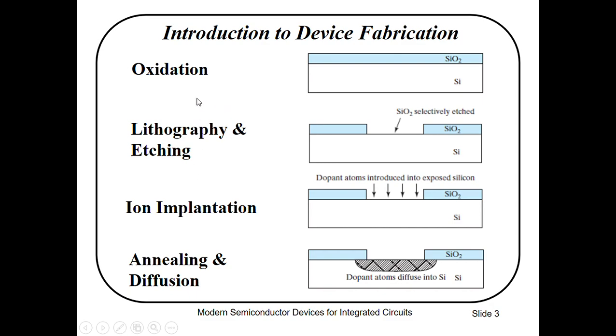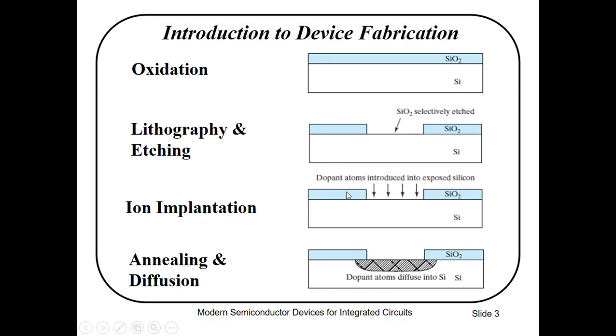So in this slide, we will show you a simple example of the device fabrication process. It includes formation of an SiO2 layer, which we call oxidation. Its selective removal, or lithography and etching. Introduction of dopant atoms into the wafer surface, or ion implantation.